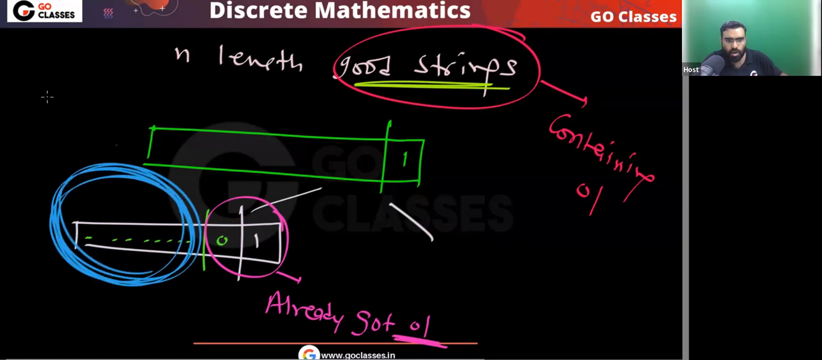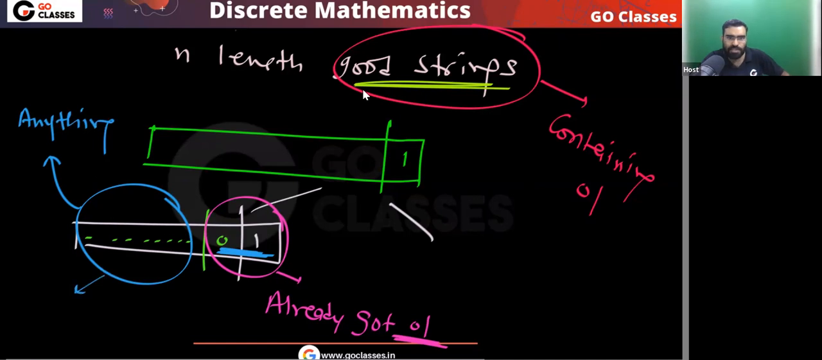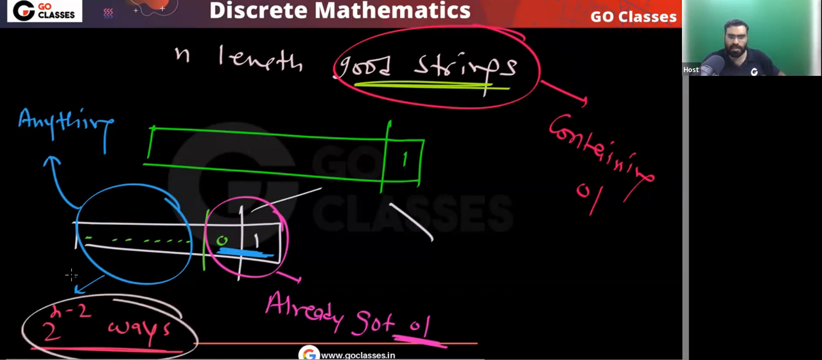This can be anything. I already got 0, 1, so this area can be anything. Here you can put anything you want. If I'm putting anything I want, then there are 2 power n minus 2 ways, because every position has 2 ways: I can put 0 or 1. So finally I can say 2 power n minus 2 ways.